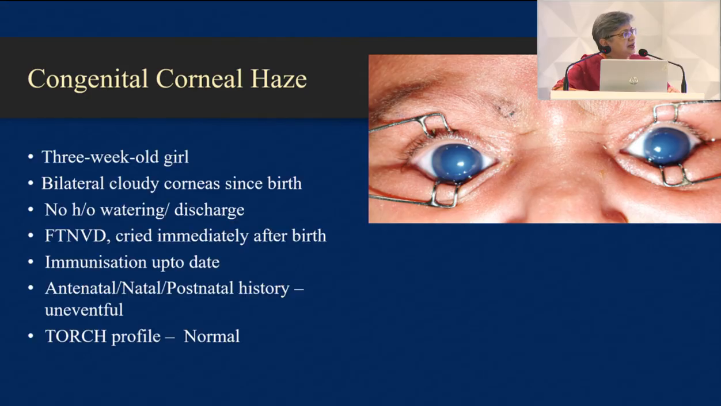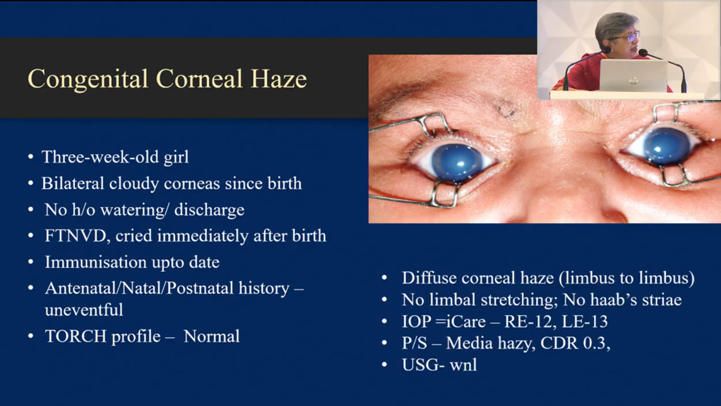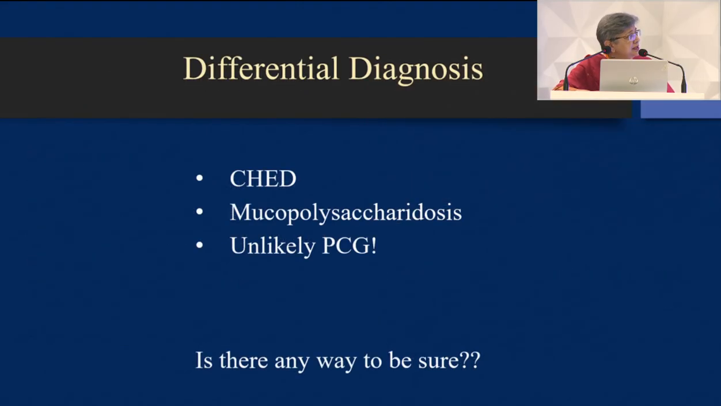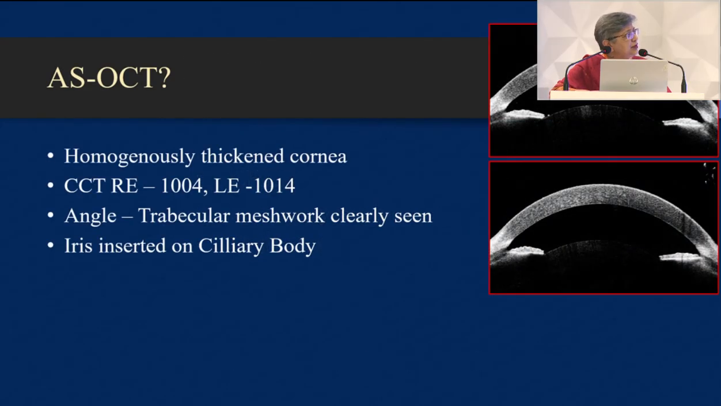So this is a garden variety PCG where I would do a GAT, 3 weeks old, nothing, the antenatal and postnatal history uneventful, everything else normal. And this diffuse haze with no stretching, but IOP is 12, CDR is 0.3, ultrasound normal. So all these come to us, and it's very, very difficult. We used to usually subject all of them to an EUA before we were sure that we maybe would not intervene and have another diagnosis. So we thought it's unlikely PCG, but what else? And is there any way to be sure?